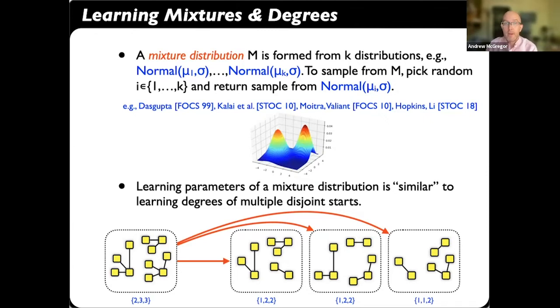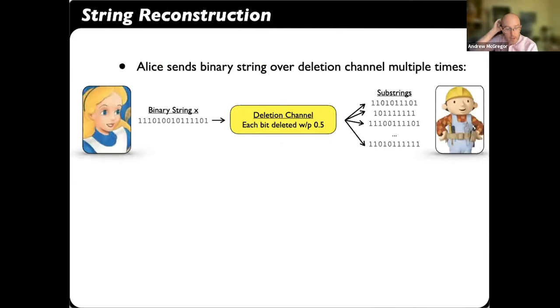Okay. The last thing I want to mention, leading up to our results, is a more combinatorial reconstruction problem, which arises in the context of the deletion channel and the study of information theory. So we assume that Alice has a length n binary string, say an arbitrary 0-1 string, and she sends it through the deletion channel to Bob.